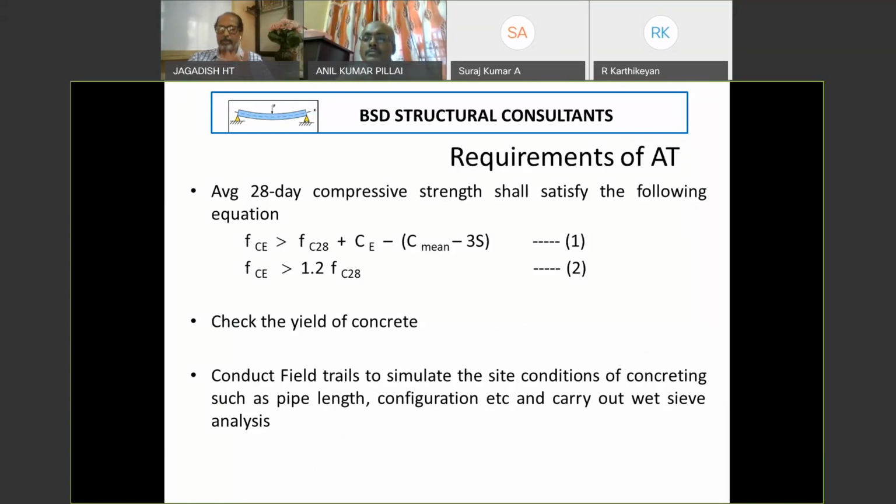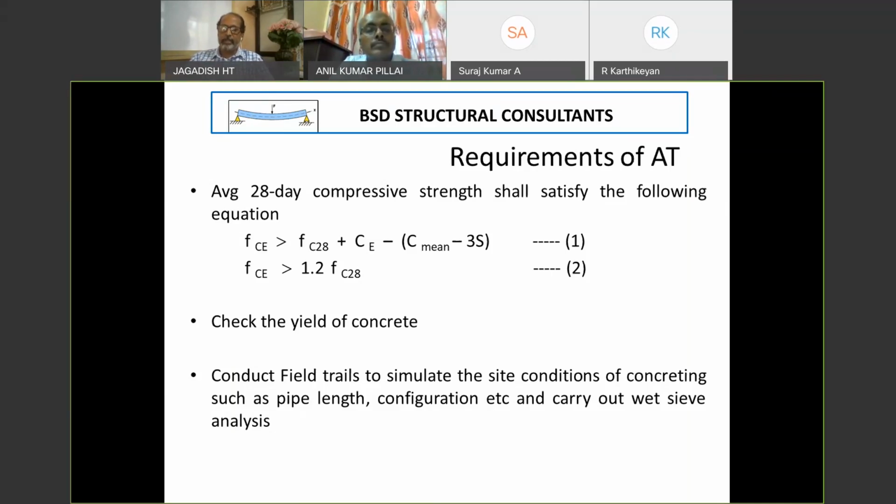In the laboratory, it was all very highly controlled conditions, so that +3 was there. FC should have been more than so and so +3. In site conditions, in batching conditions, that 3 has been removed, so there is some margin given to you so that you can qualify the mix even in batching conditions, because in a batching plant there could be variations. To take care of the variation, this formula has been slightly tweaked. The second equation is the same, 1.2 times FCP. Then check the yield of concrete, which is a normal process that any batching plant does. The third is quite important.